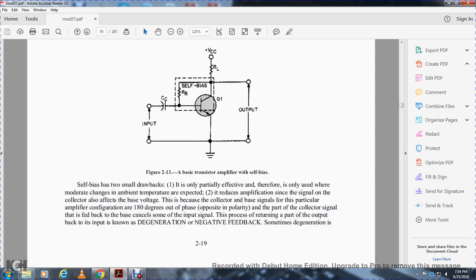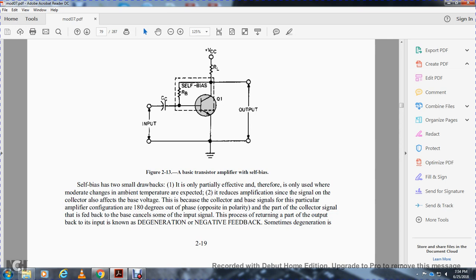That's called self-biasing. Self-biasing has two small drawbacks. It is only properly effective, and therefore only used, with a moderate change of the ambient temperature. Expect it to reduce the amplification signal over the collector, but also affect the base voltage because of the collector and the base signal. In particular, the amplification configuration is 180 degrees out of phase.